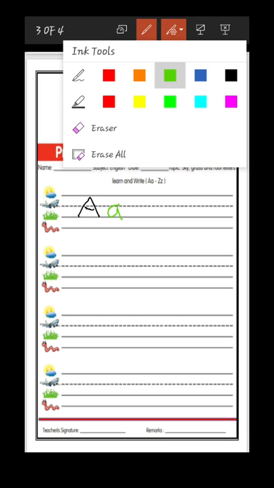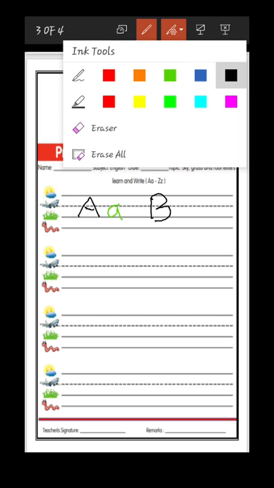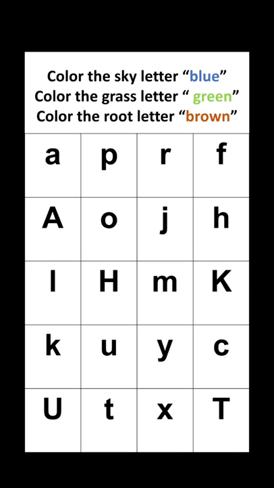Now the next letter is letter B. So the uppercase letter you can write with the pencil like this, and the lowercase letter of letter B is b, right? And this is a sky letter because letter b can come in first 3 lines. So for a sky letter you can select the blue color like this. In the same way you have to write root letters with brown color. Now let's move on to the next worksheet.